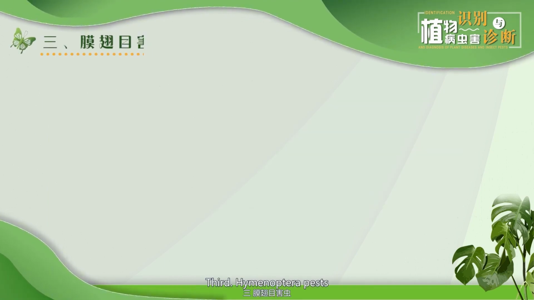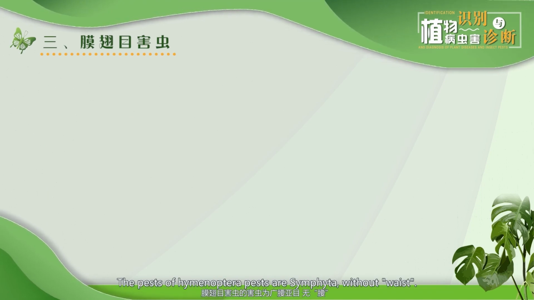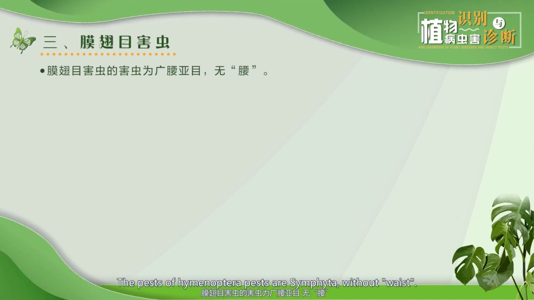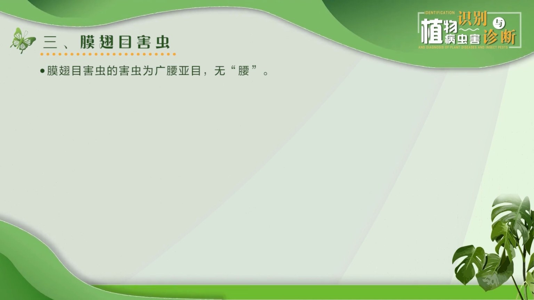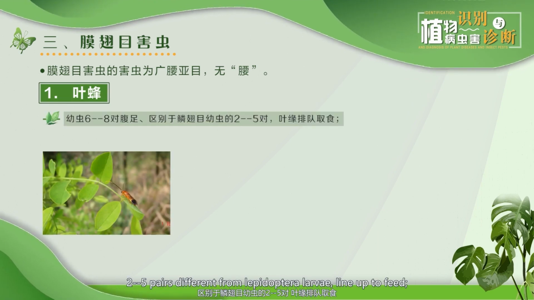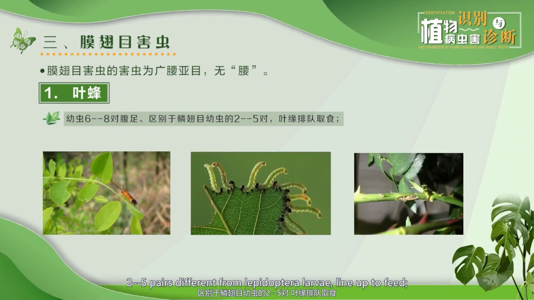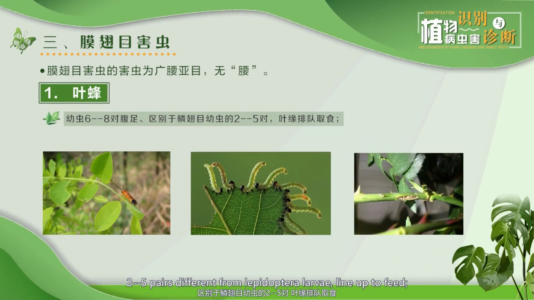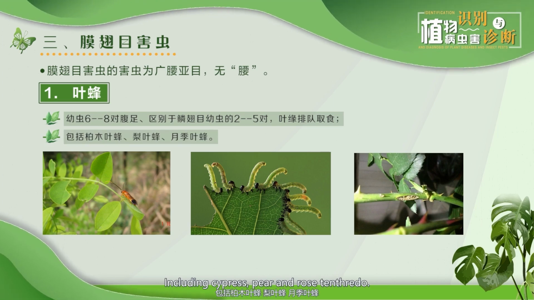Third, Hymenoptera pests. The pests of Hymenoptera are symphyta without waist. 1. Leaf bees. Larvae have 6 to 8 pairs of prolegs, different from Lepidoptera larvae which have 2 to 5 pairs, and line up to feed, including on cypress, pear, and rose.